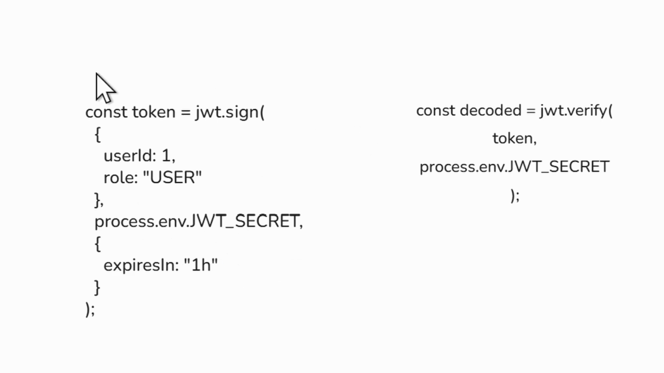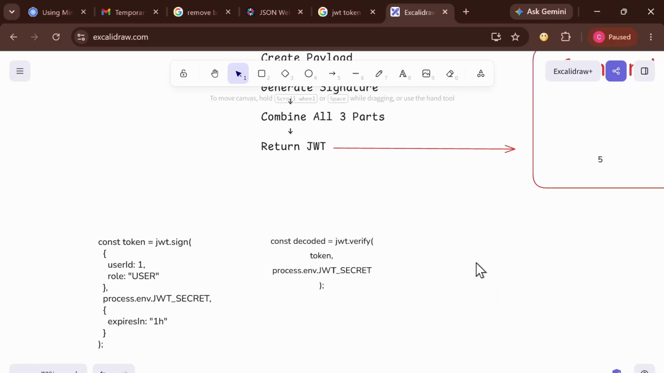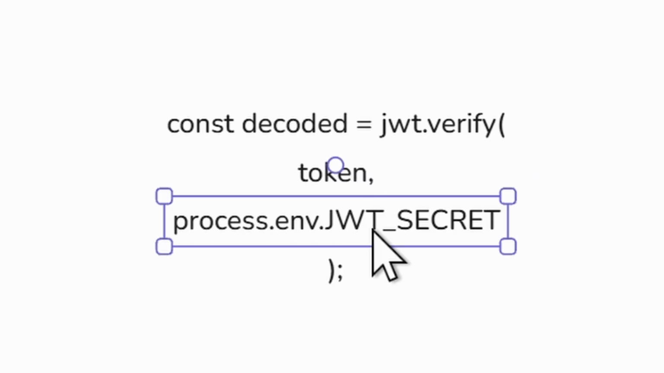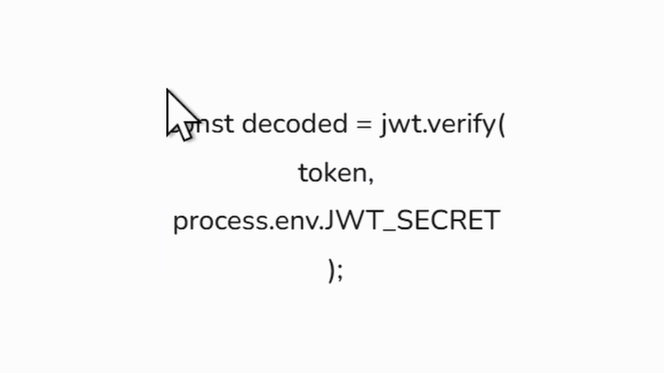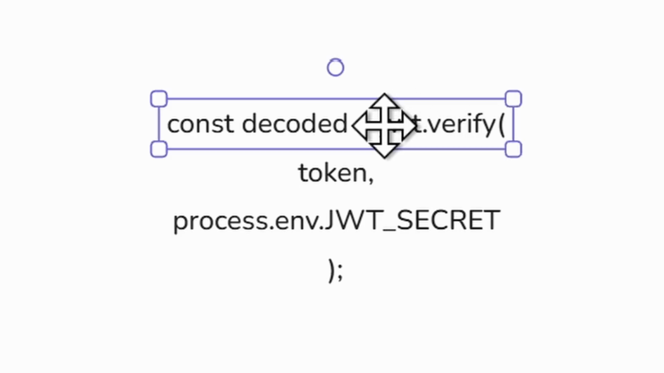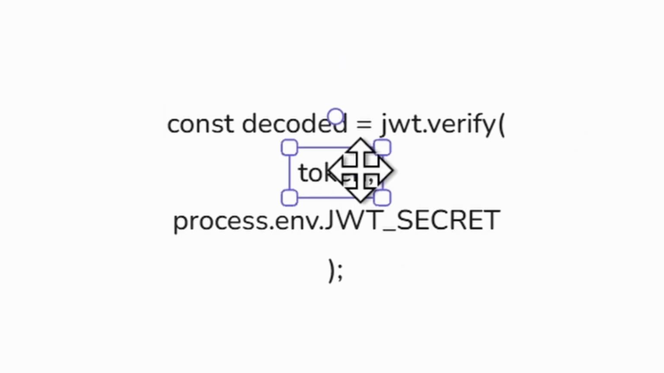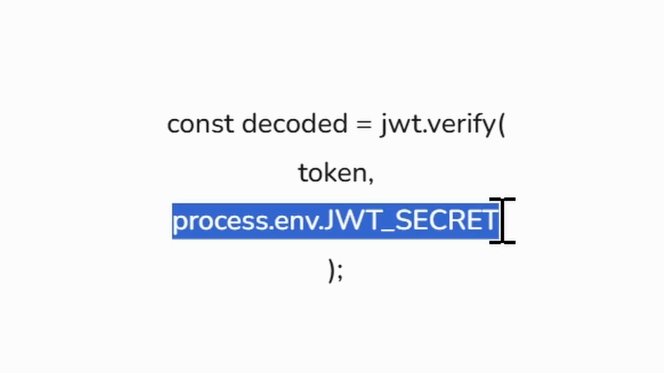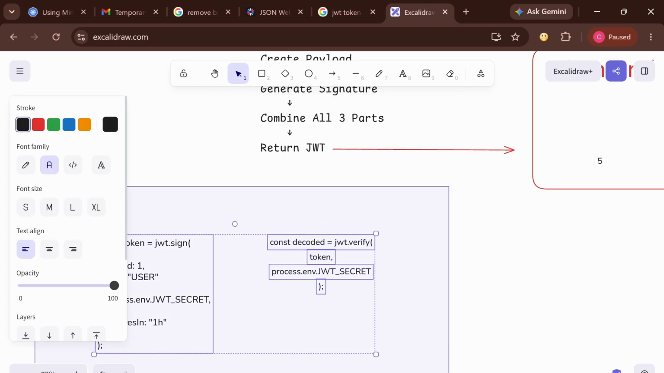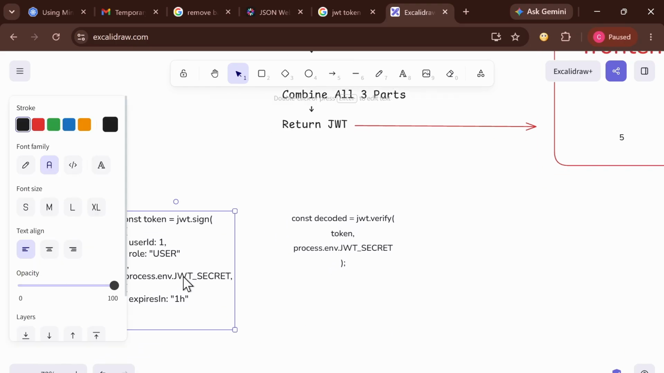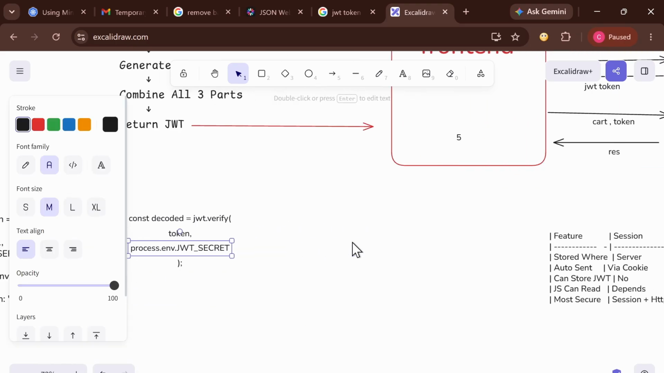Within 1 hour this token will expire. And how will the backend decode all of this, to check whether the incoming request or token is genuine or not? We say const decode is equal to JWT dot verify. So verify takes the token and process.env dot JWT secret, which we already stored in our backend env file. So these are the two steps that we need to perform all the time: create the token and verify the token. I hope you understood.